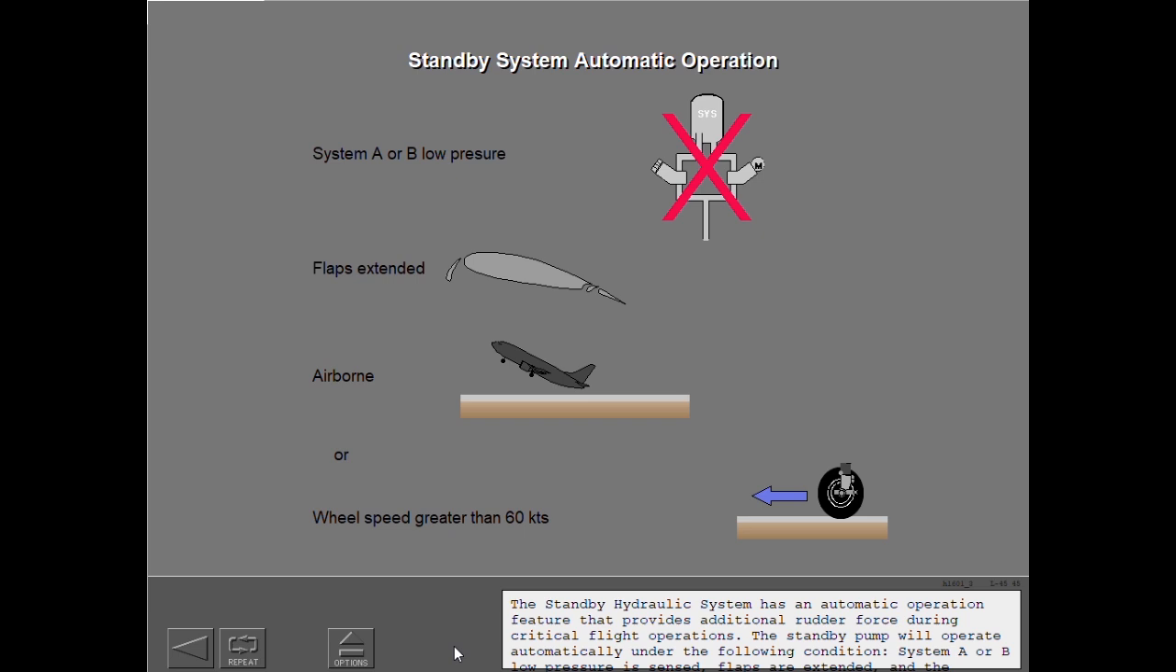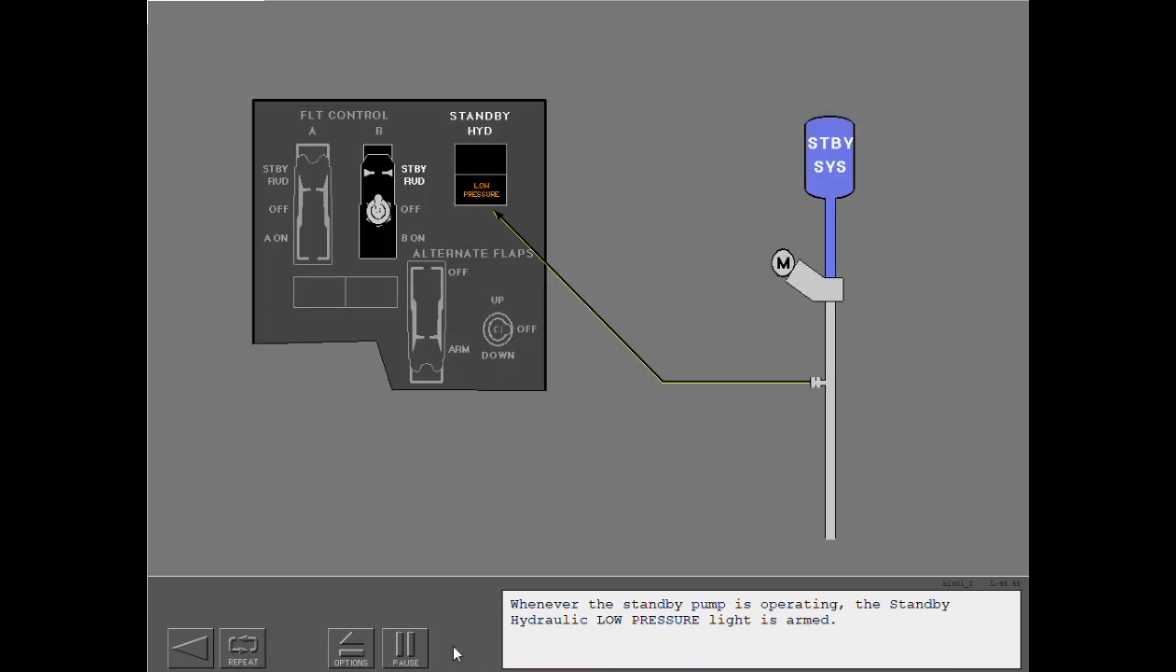The standby pump will operate automatically under the following condition. System A or B low pressure is sensed, flaps are extended, and the airplane is airborne or the wheel speed is greater than 60 knots. When the flaps are retracted in this situation, the standby system is automatically deactivated. Whenever the standby pump is operating, the standby hydraulic low pressure light is armed.